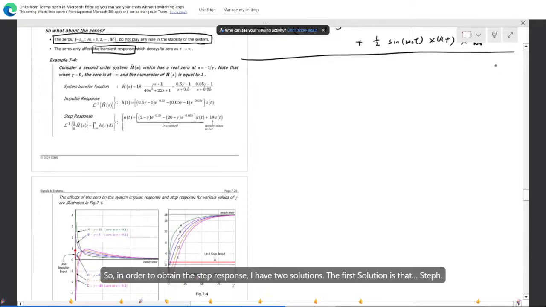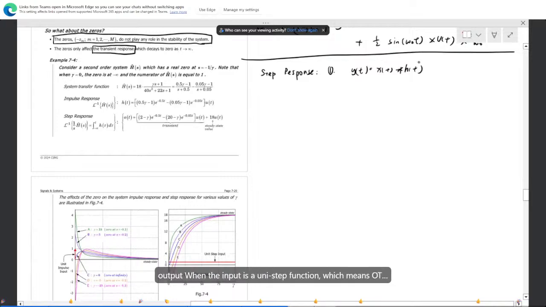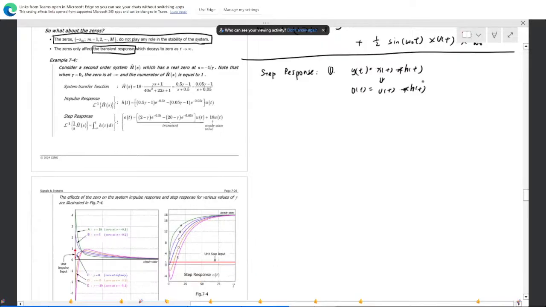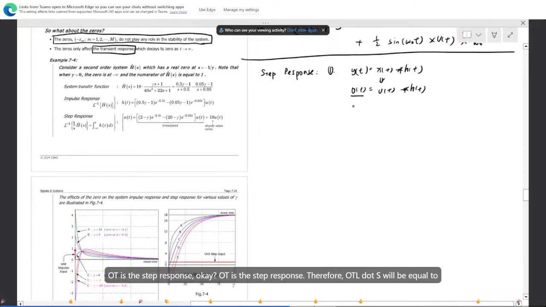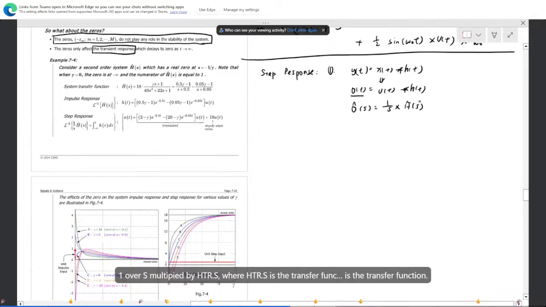So in order to obtain the step response, I have two solutions. The first solution is that step response. Okay. So method one is that we know y(t) is equal to x(t) convolves with h(t). The step response is the output when the input is a unit step function, which means o(t) will be equal to u(t) convolves with h(t). o(t) is the step response. Therefore, O(s) will be equal to 1 over s multiplied by H(s), where H(s) is the transfer function.